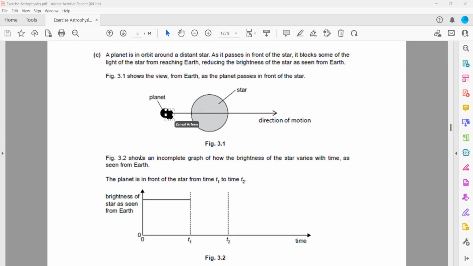So figure 3.2 shows an incomplete graph of how the brightness of a star varies with the time as seen from the earth. When we are observing, the planet is in front of the star from T1 to T2. What does it mean? When the planet reaches this point, it starts to block the light, and it continues to block the light until it is on the other side. From T1 to T2, it is blocking the light, and then the light is coming to us again. So we have to complete this sketch to show the brightness of the star as seen from the earth.